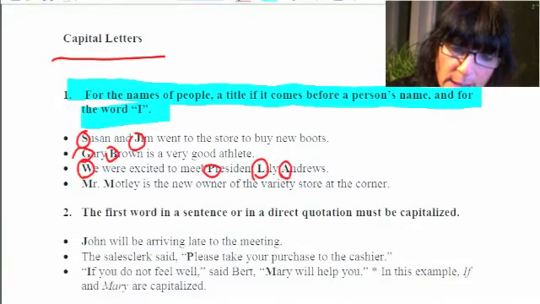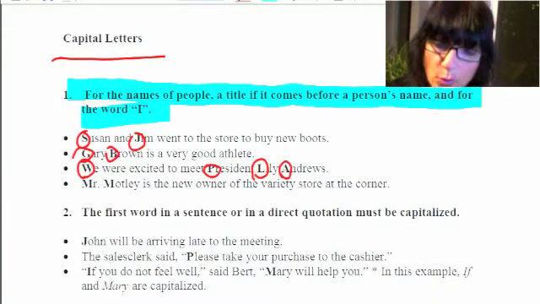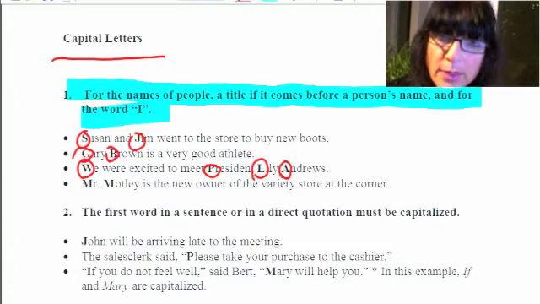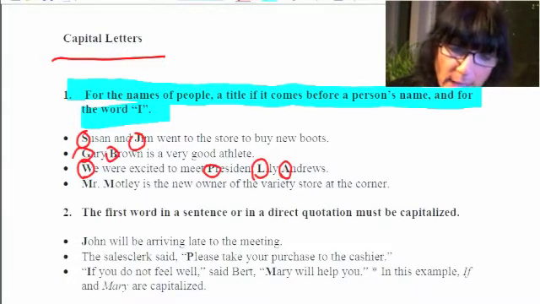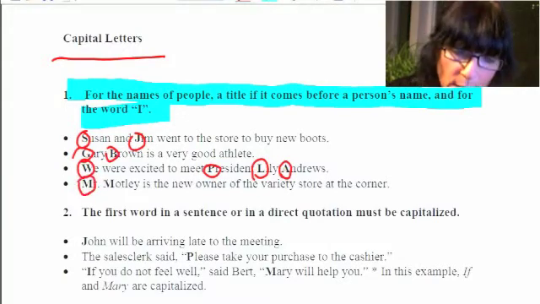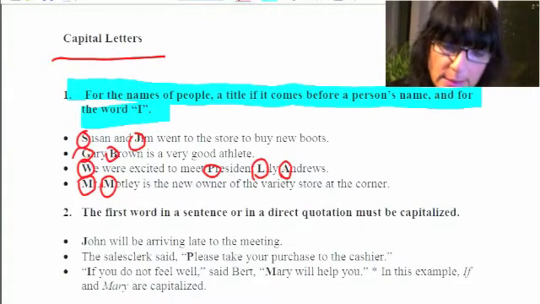Her title is president. That's her role or her title. So therefore, because it is her title, you would have to capitalize the word president and then her name Lily Andrews. And in the last example, Mr. Motley is the new owner of the variety store at the corner. His title is Mr., so you capitalize the M and the first letter of his last name, Motley.